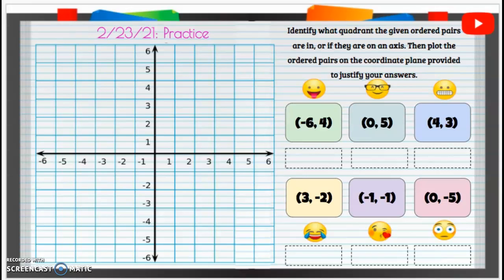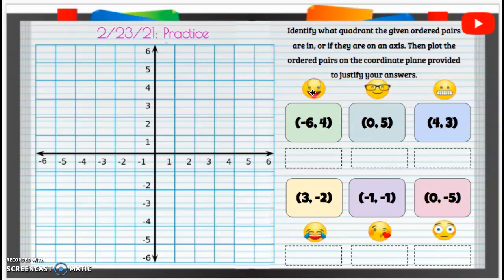All right, our practice, we're going to identify what quadrant the given ordered pairs are in, or if they're on an axis. And then we're going to plot the ordered pairs on the coordinate plane provided to justify your answers, so to prove it. So if you have -6, +4, so we're going to take our smiley face.